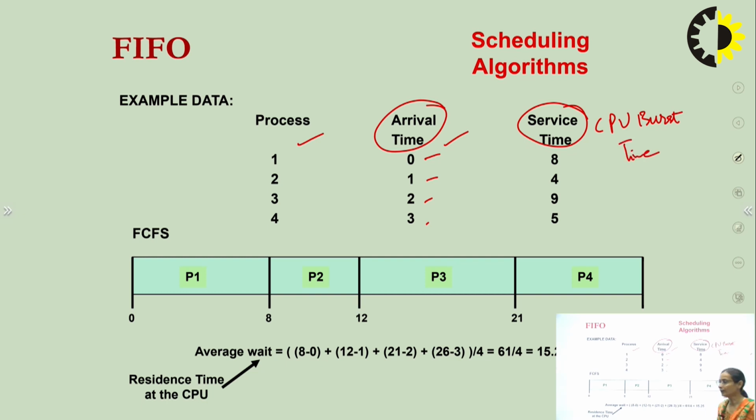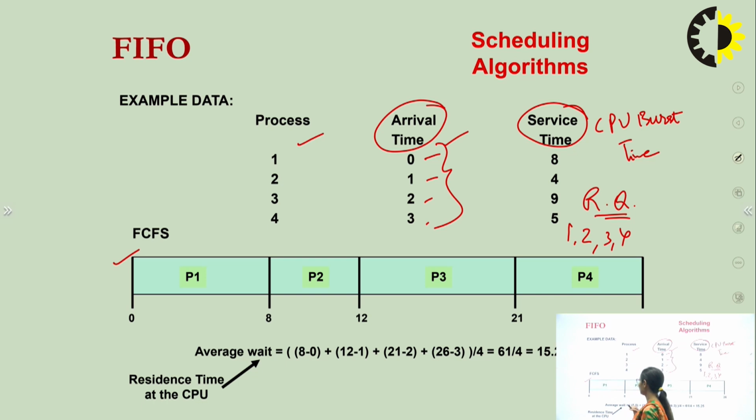So for FCFS, first we will make a ready queue. According to this arrival time, the processes coming into the ready queue are 1, 2, 3 and 4. Then we draw the Gantt chart. It is the pictorial representation of the process behavior in the system, that is at what time the processes are coming into the system and when they are going from the processor, when the processor is leaving its execution.